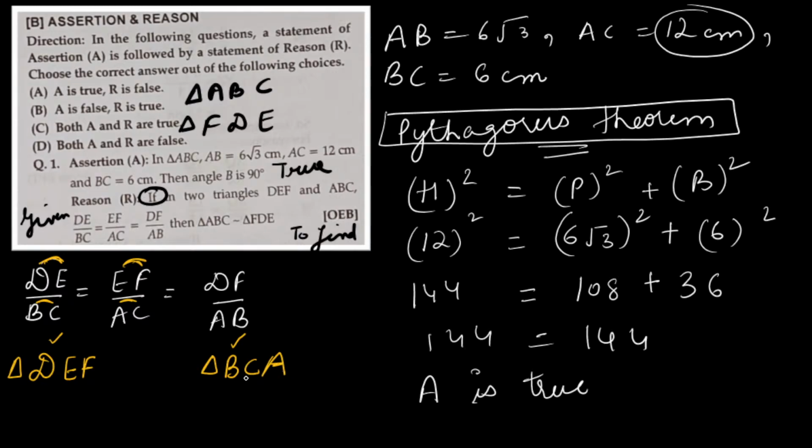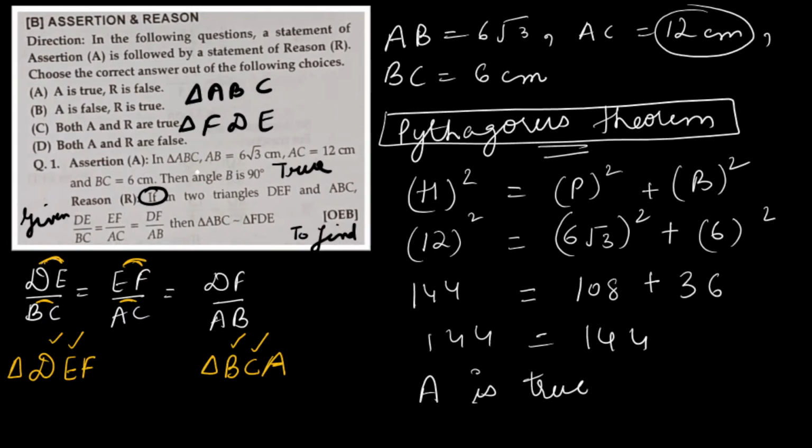See, D's corresponding angle is B. See, D and B, they are written at the second place. So both the angles are equal. Then E's corresponding angle is C. E is corresponding because both of these, they are written at the same place. So here also if you see, E and C, they are written at the same place. Now also F and A. F and A, they are written at the same place. So that means names are correct.